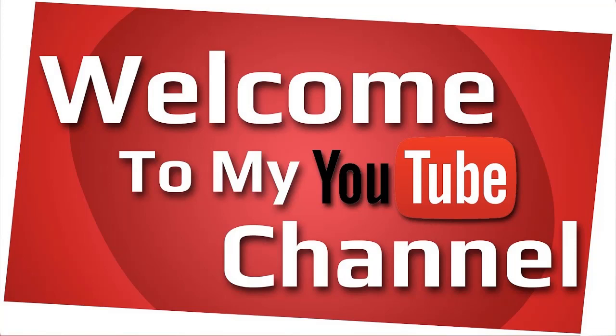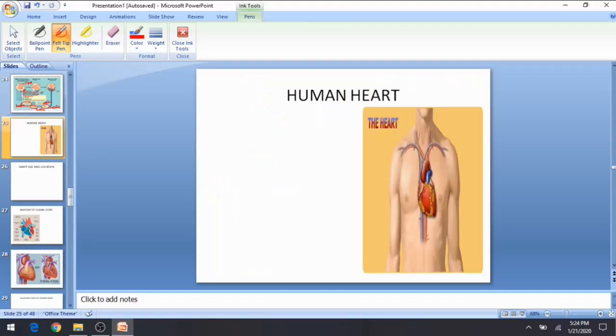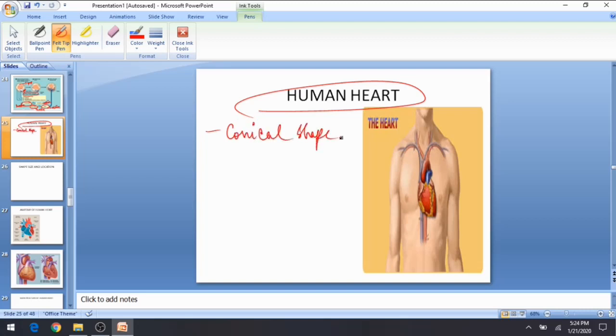The next most vital part of the circulatory system is the human heart. As you can see in this diagram, the human heart, which is conical in shape, is present in the chest area between two lungs. If we need to define the human heart, it is a pumping organ.